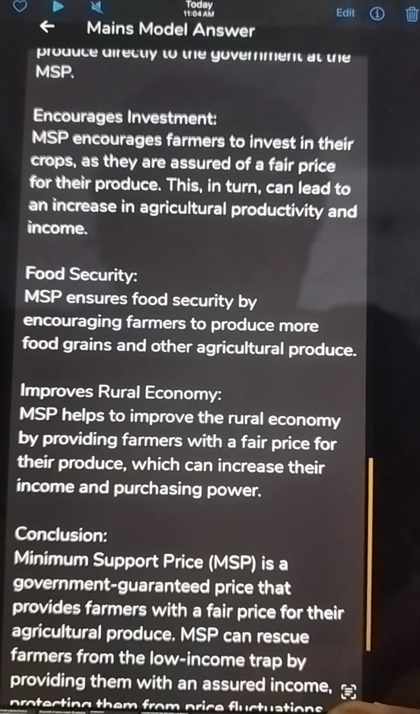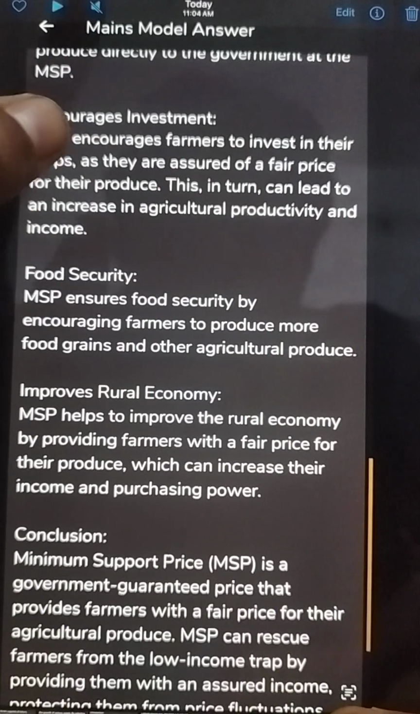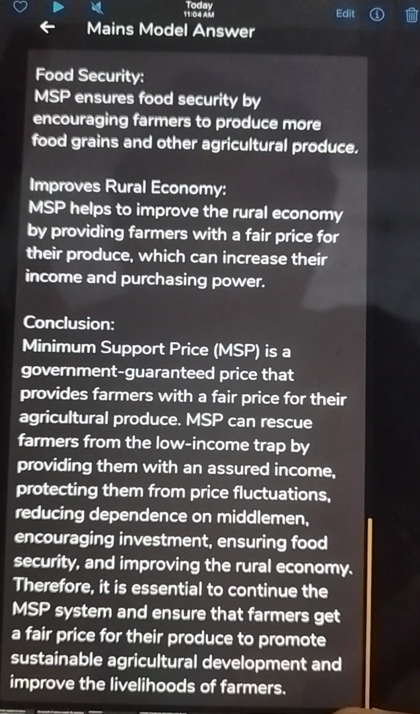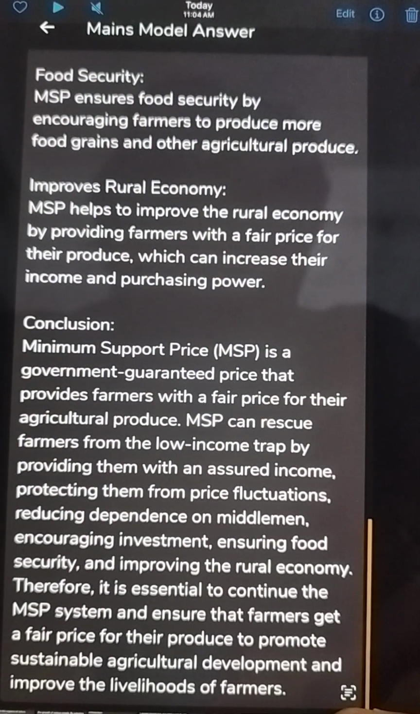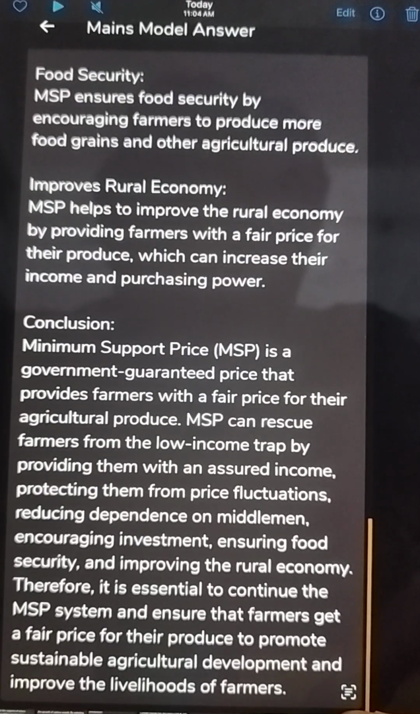MSP helps to improve rural economy by providing farmers with a fair price for their produce, which can increase their income and purchasing power. In conclusion comes MSP is a government guaranteed price that provides farmers with a fair price for their agriculture produce.